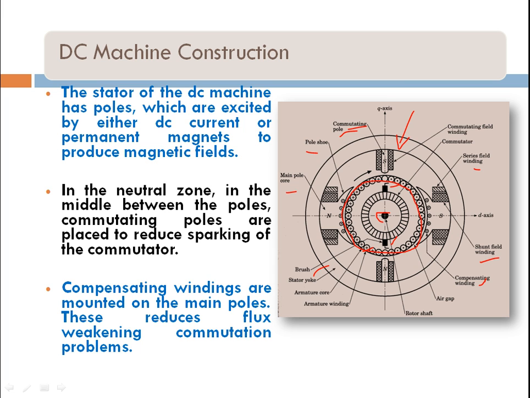The stator of the DC machines has poles which are excited by either DC current or permanent magnet to produce the magnetic field. In the neutral zone, in the middle between the poles, commutating poles are placed to reduce sparking of the commutator. The compensating windings are mounted on the main poles. Those reduce flux weakening and commutation problems.